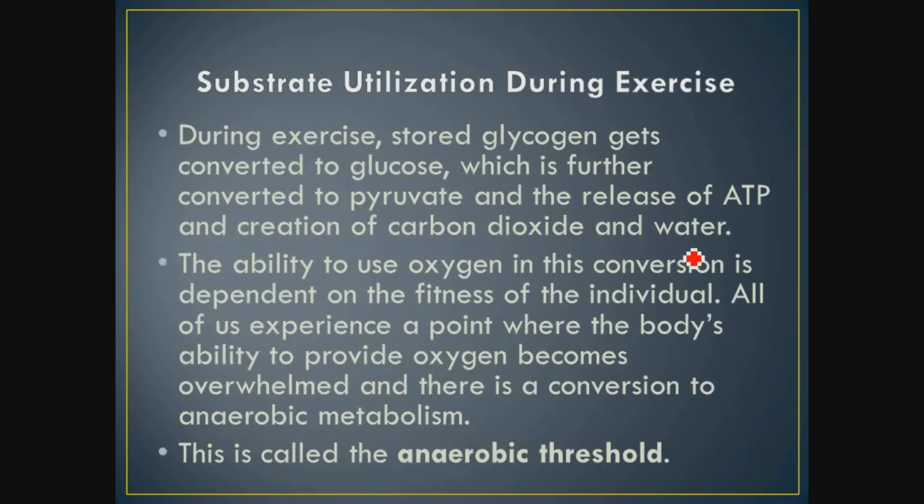So when we exercise, we need a ready source of fuel, because you can't eat and run at the same time. It just doesn't work that way. So what we do is we start converting the glycogen that has been stored. If you remember, the liver converts glucose to glycogen to store it. Now we convert it back into glucose, and that glucose is basically converted to pyruvate, and eventually the release of ATP for energy and the production of CO2 and water. How well we use the oxygen is really dependent upon the fitness of the individual.